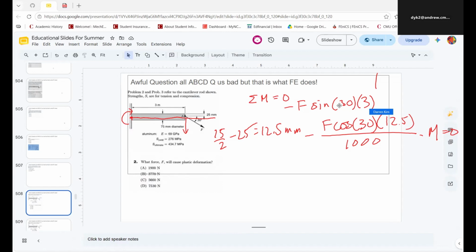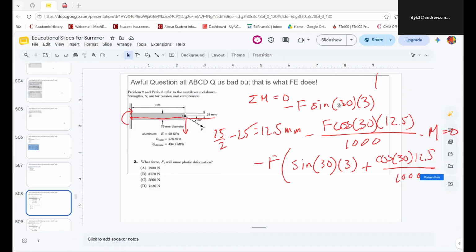So with that said, we have all the equations. So we can just do F minus parentheses sine 30 parentheses 3 minus plus now cosine 30 12.5 divided by 1,000. And move the other side. So plus and then minus again. So M equals this. So M equals F times whatever this is, which is sine 30 parentheses multiplied by 30 plus cosine 30 multiplied by 12.5 divided by 1,000. I get 1.51082 F. So the moment over here equals that, so keep that moment alive.